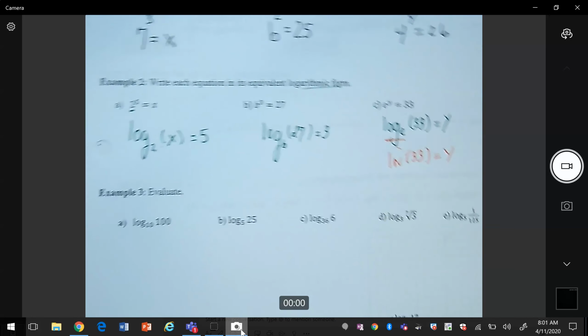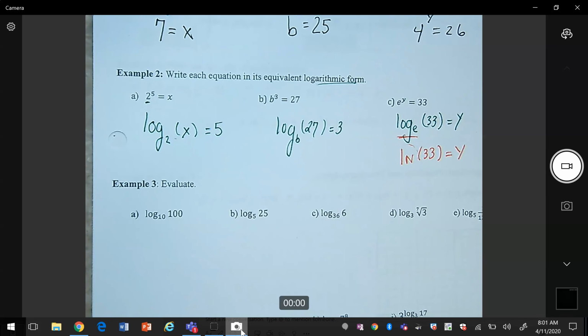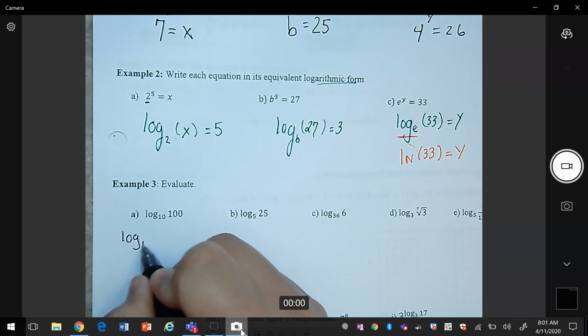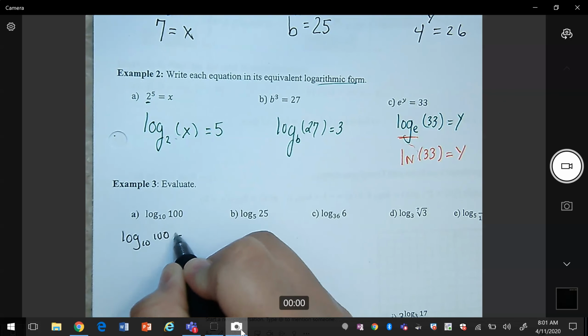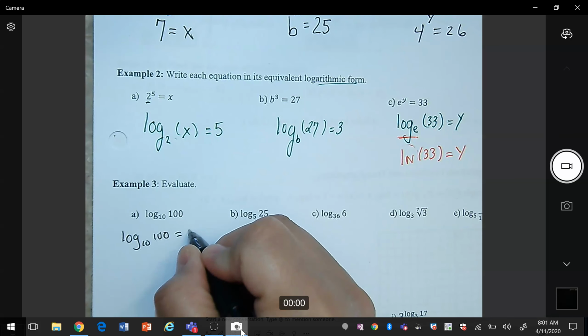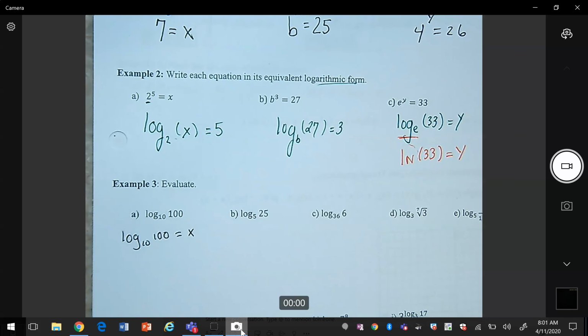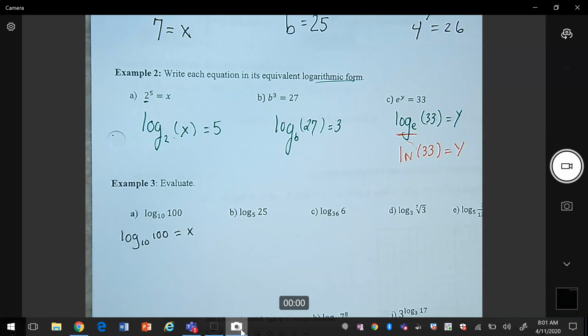So what we want to do is evaluate these functions. And so log base 10 of 100, we want to know what is that equal to. So let's call this x. So the way the log works is basically you want to ask yourself, what power does the 10 have to be to give me 100? So the power has to be 2 because 10 squared is 100.